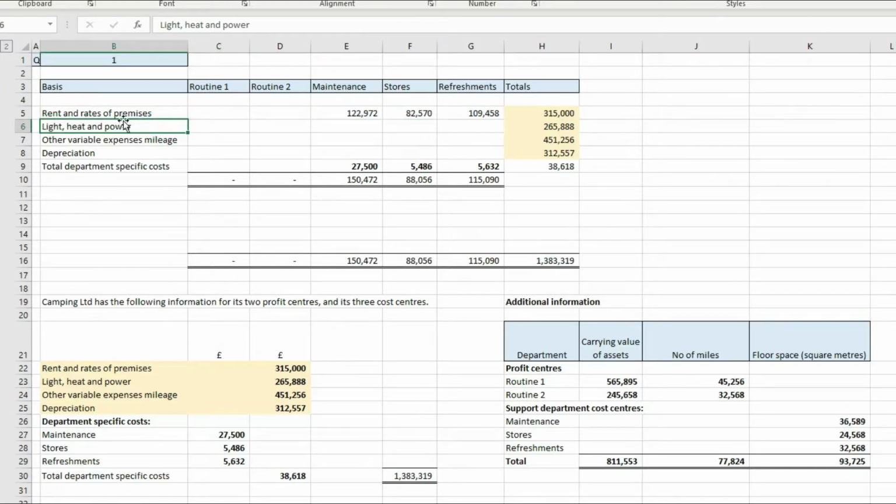I'm going to do the same again with light, heat and power: the 36,589 floor space divided by total floor space for each one of those. I'm going to do this quite slowly just to show you, because I know the first time that you do this it's a bit difficult to follow, and difficult to follow why you're doing what you're doing sometimes.